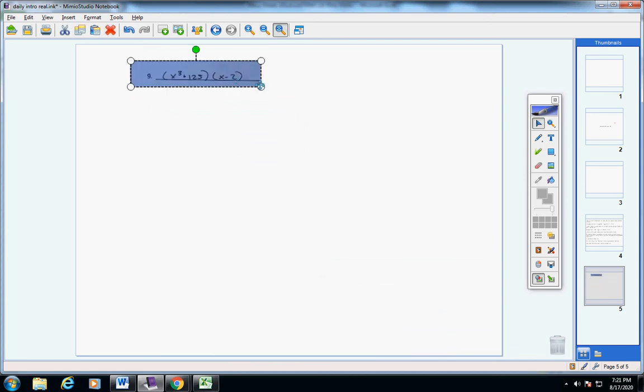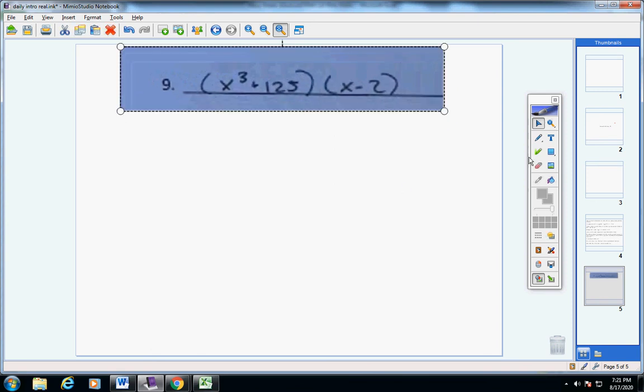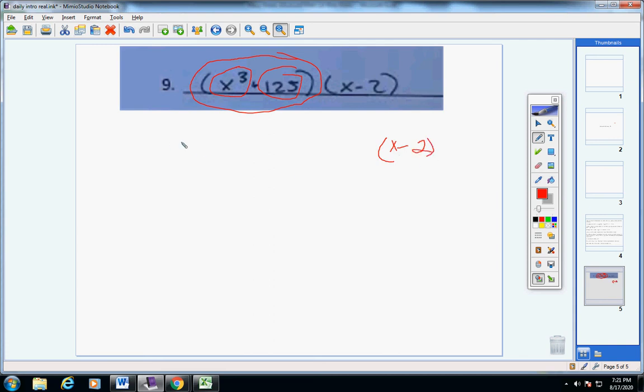Then on number 9, great job, you factored it perfectly. But look, you can take this further. Perfect cube, perfect cube. So you should have brought down your x minus 2 and then put a little parentheses and then a big parentheses. Cube root of x cubed is x. Cube root of 125 is 5. Bring down your positive sign right here. And then multiply this times itself.